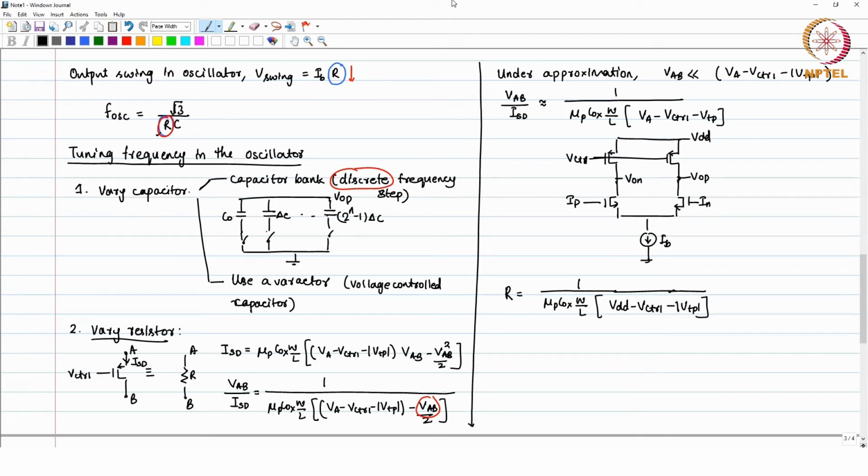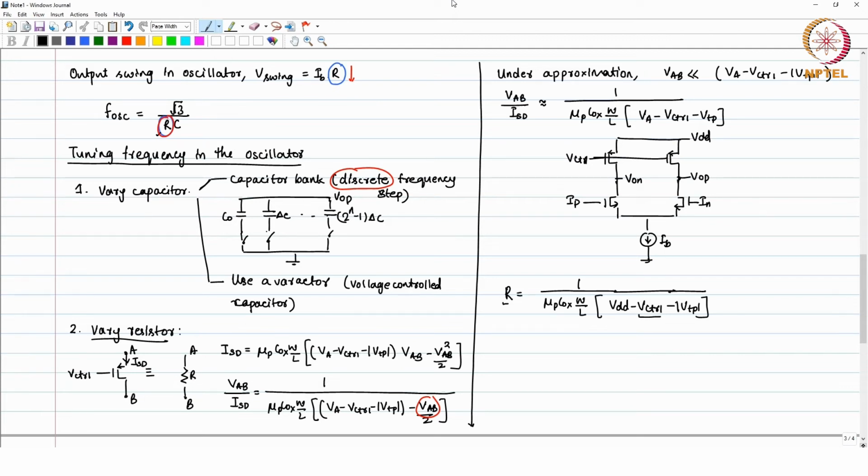So, what you see here is that I have a resistance which is controlled by the gate voltage V control. The way you are seeing right now, it is inversely proportional to minus V control. So, if you increase V control, your denominator will reduce and the resistance will increase.